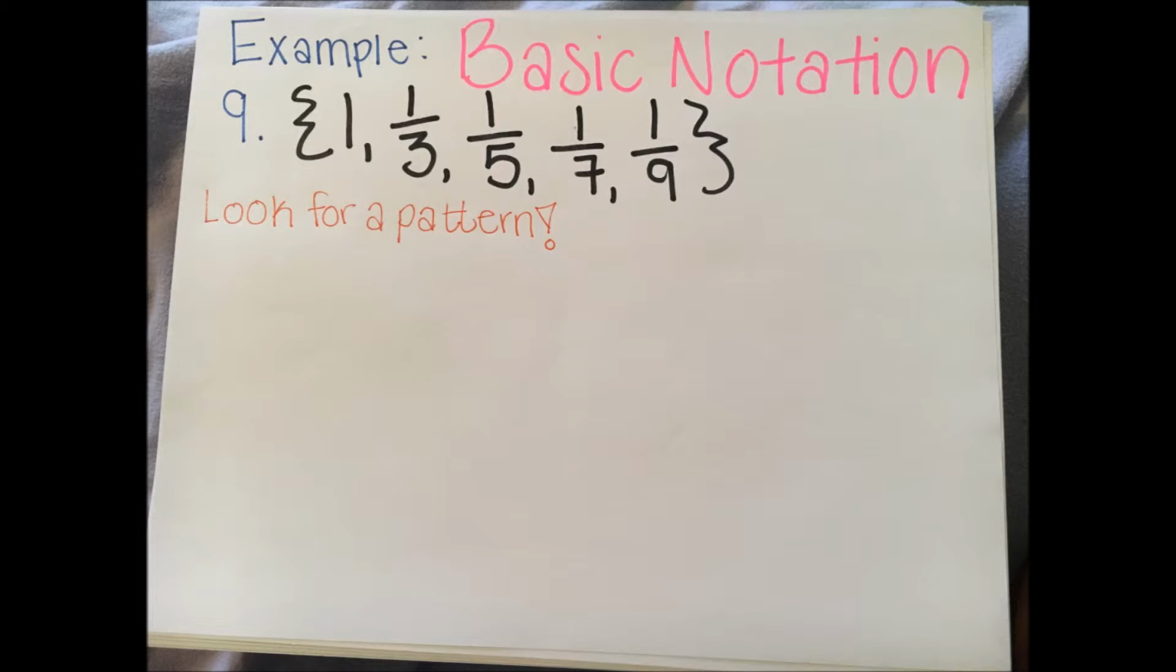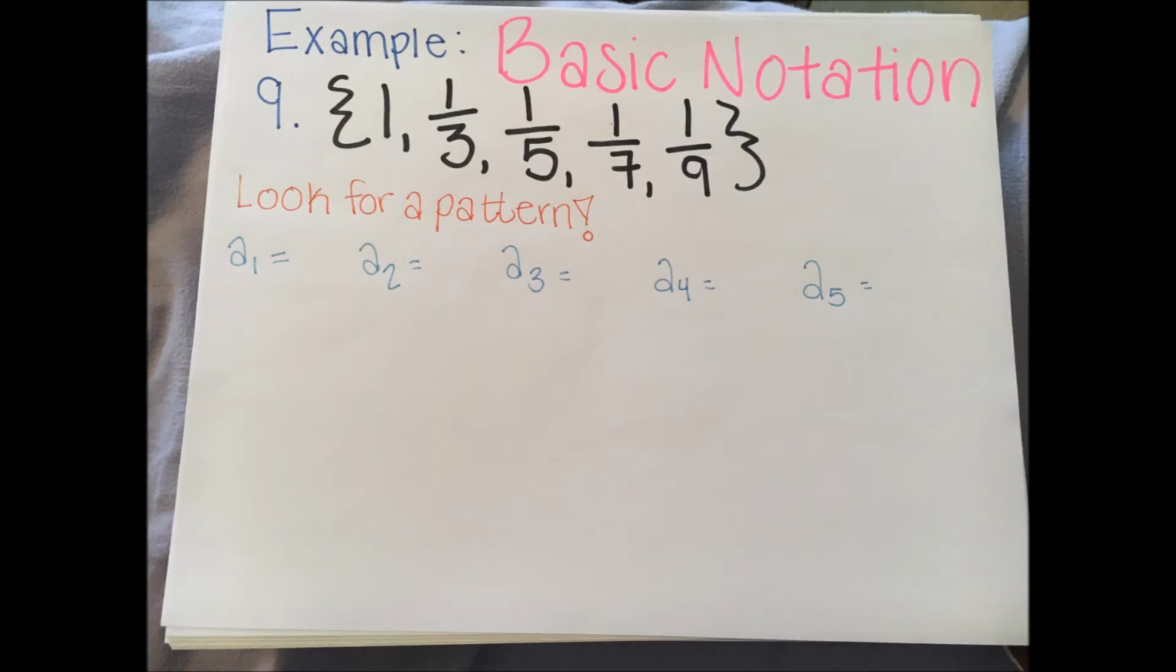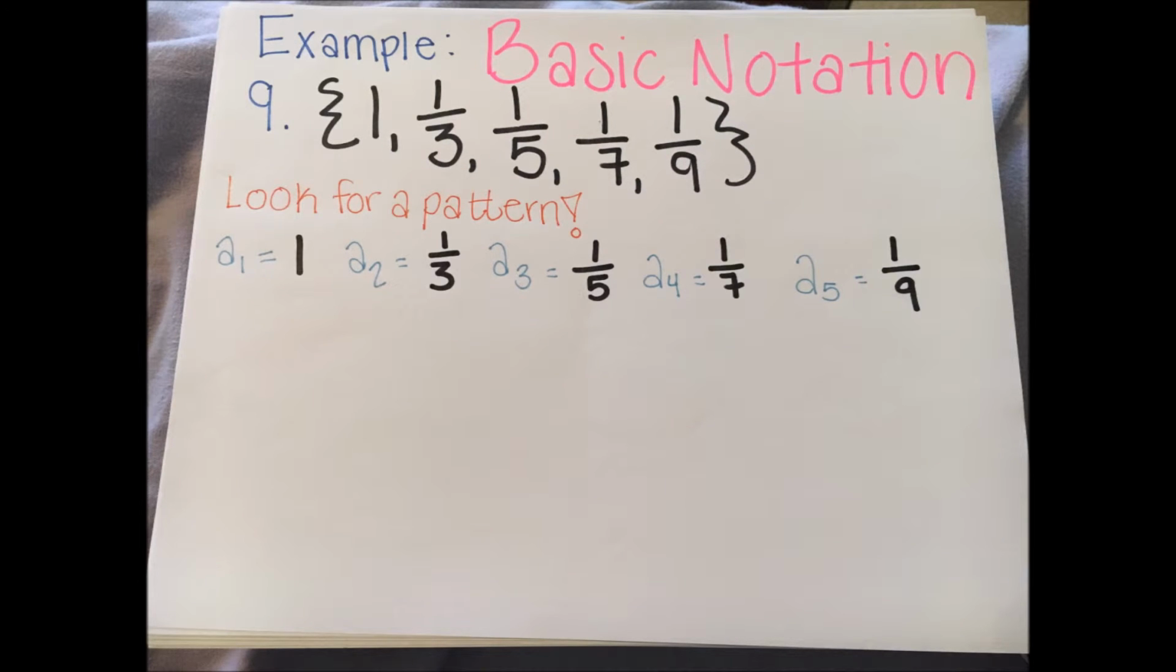So there's got to be something going on at the bottom. So let's break it down. Let's see a1, a2, a3, a4, a5. Once we break it down, we see that a sub 1 equals 1, a sub 2 equals 1/3, and so on and so forth. In other words, you plug in 1, you get 1, you plug in 2, you get 1/3, you plug in 3, you get 1/5, and so on and so forth.